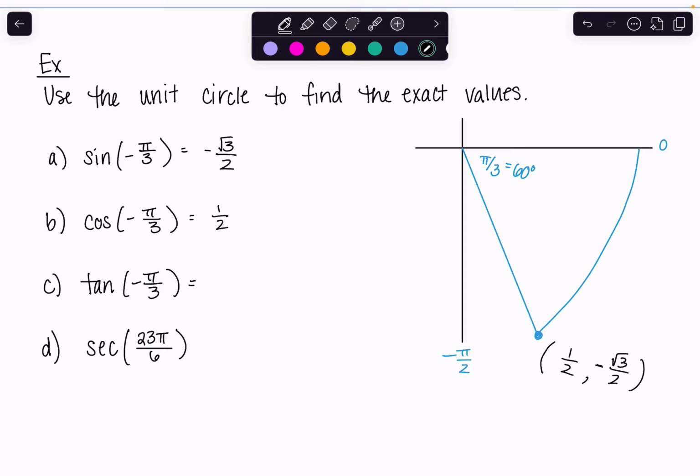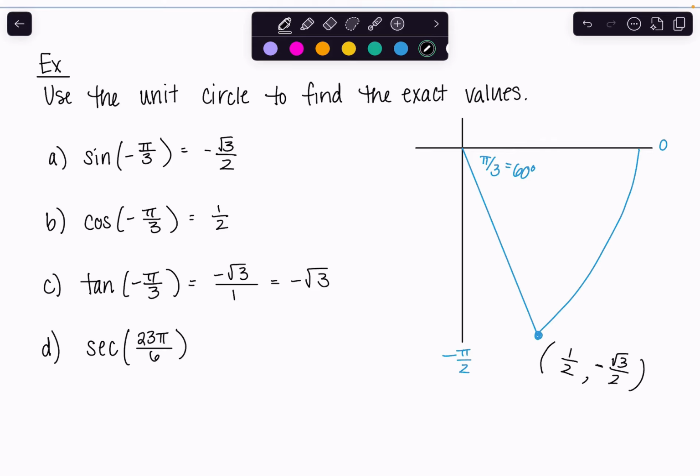To find tangent, I just take sine and divide it by cosine. And again, these denominators end up canceling. So it's just negative root 3 over positive 1. So overall, that is negative root 3. Okay. So this one's not a terrible one because that angle itself, pi over 3, was pretty straightforward to convert.